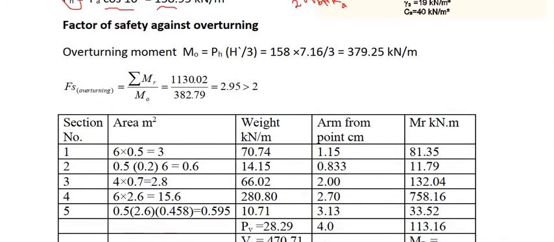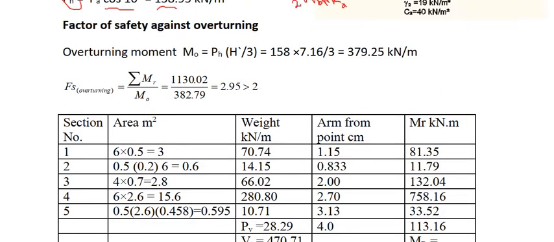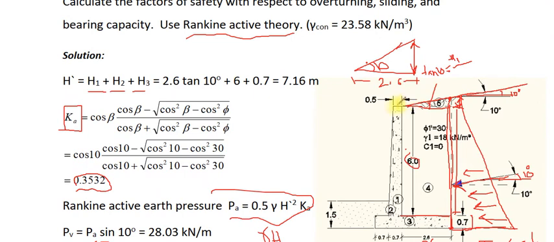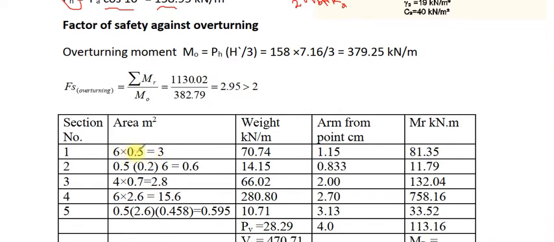So we have to construct this table. Sections number 1, 2, 3, 4, 5. Five sections. The area of section number 1: the width equals 0.5 and the height equals 6 meters, as given in this figure. 0.5 multiplied by 6 meters, the area will be 3.